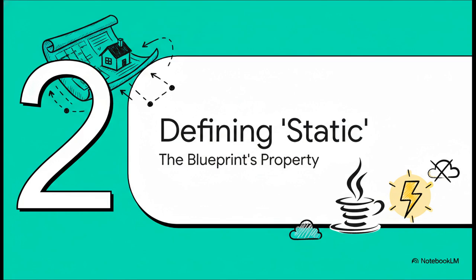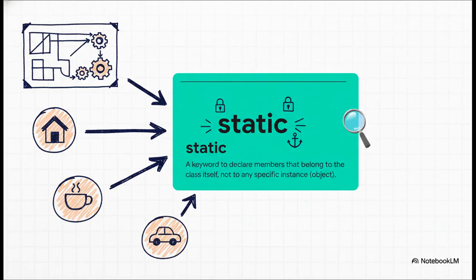So that begs the question, right? How do we actually tell Java, hey, this piece of information belongs to the blueprint, not to the individual house? Well, that's exactly where our keyword comes into play. It's time to get a formal definition for static. And there it is. Static is the keyword you use to mark something as a class member. Simple as that. When you see the word static, it's a signal that the variable or the method is part of the blueprint. It exists all on its own, completely independent of any objects you might create from that class.